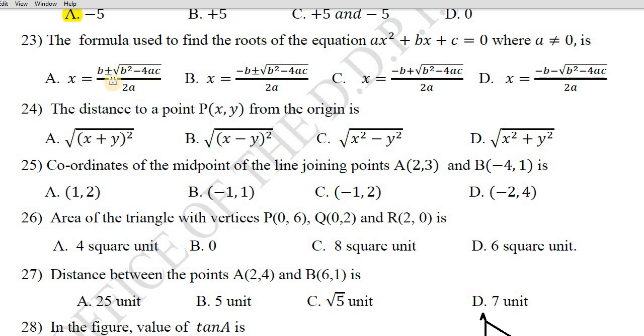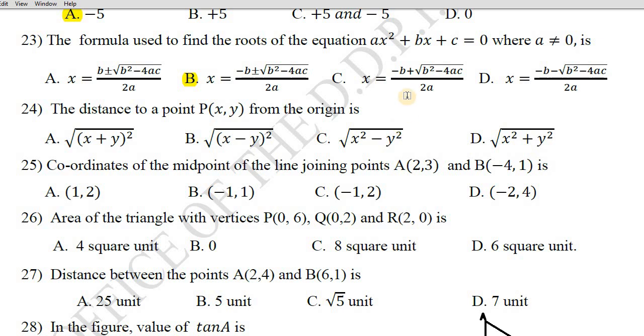Hence obviously option A is wrong. No need to see other things. Minus b only is not there. So option B is x equals minus b plus or minus root over b square minus 4ac by 2a. So everything is perfect along with their signs. So option B is right.